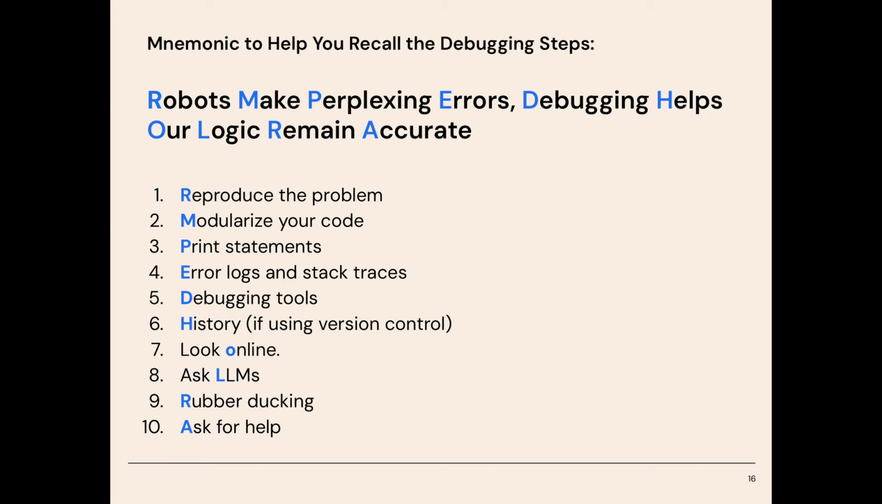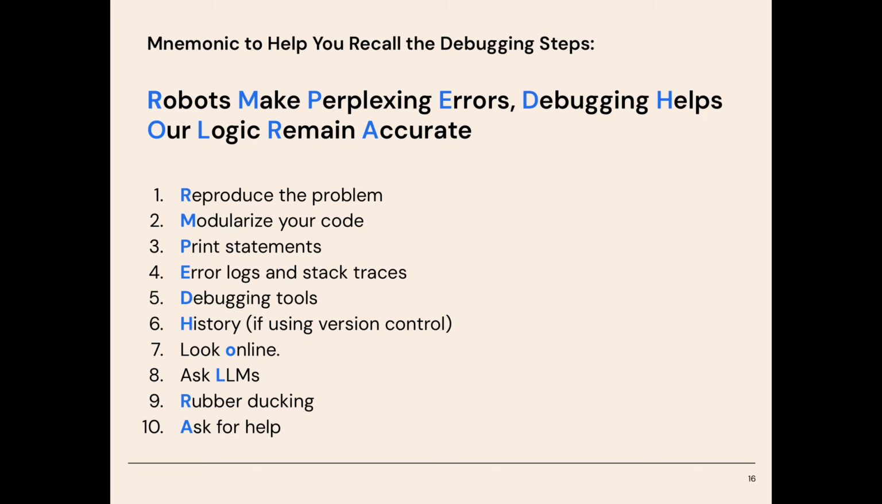M is for modularize your code. Break your code into functions. Make sure the code is modular so you can test and isolate specific parts. P is for add print statements. Inspect the flow of data and identify where things are going wrong. E is for error logs and stack traces. Look for any output from the program, error messages, logs, stack traces to help you pinpoint where the issue is coming from. D is debugging tools.